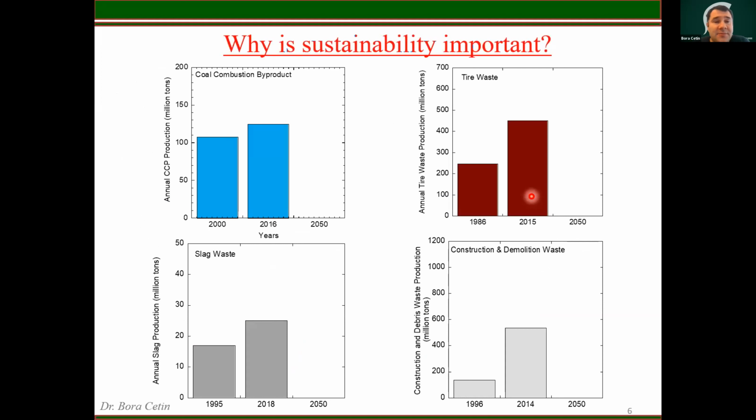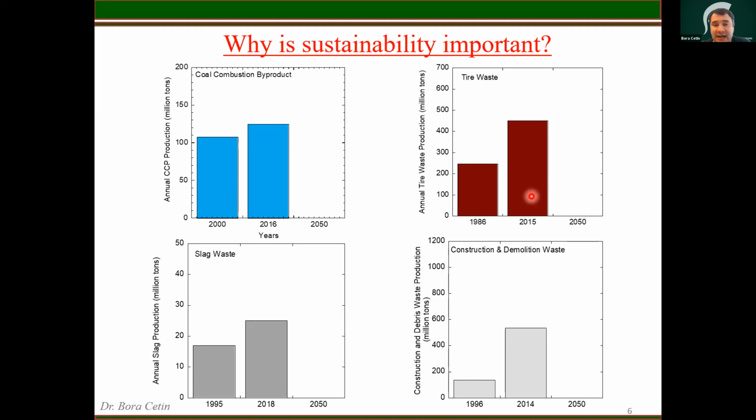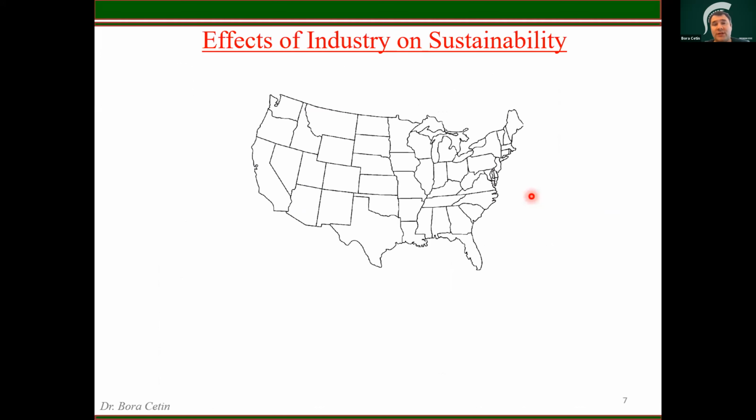The upper left corner shows the coal combustion byproducts that we already have piled up annually. Actually, these numbers are annual numbers. I'm not even talking about the landfill fly ashes. As you can see, even in 2050, we will have more coal combustion byproducts. We also have other wastes like tire waste, slag waste, and construction and demolition waste. These are some of the numbers, and how they change even in 2 decades. In 3 decades from now, we expect to have more tire waste, construction and demolition waste, and slag waste. So what are we going to do with these wastes?